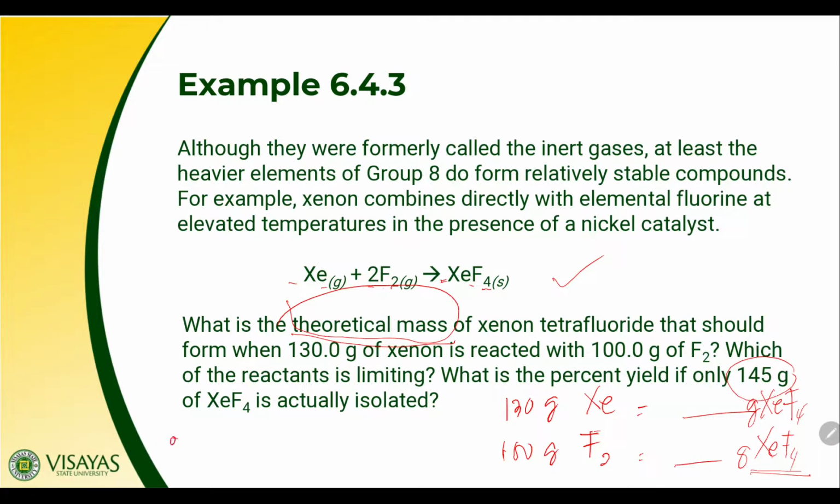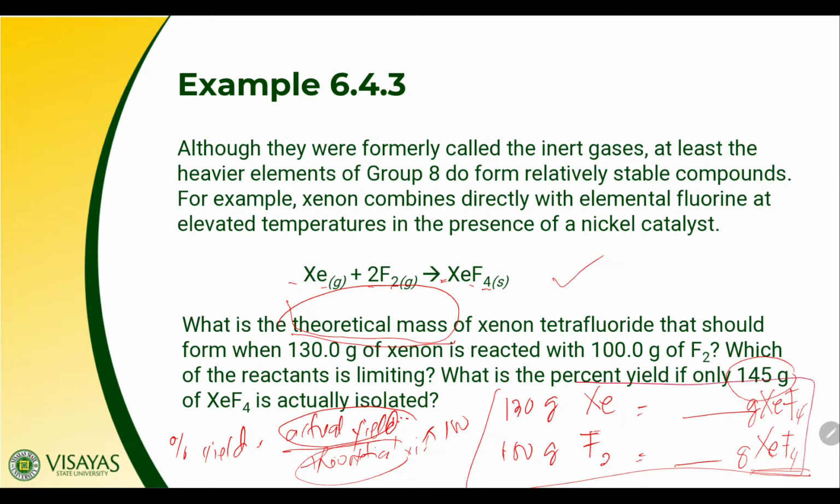So again, percent yield is equal to actual yield over theoretical yield times 100. Okay, so we now have a value for actual yield. What we do is we have to compute first the value of theoretical yield, which we get from the amount of xenon tetrafluoride produced from the limiting reactant. So this is what we do first.